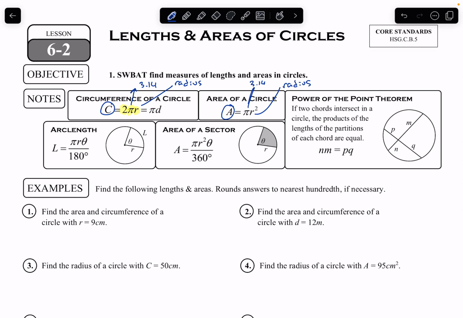Arc length. So last class, when we talked about these arcs, when I talked about the arc of the circle, we were using degree measurements. Today, this formula tells you how to find the actual distance of that arc. So if you were measuring it with a ruler or ribbon or anything else, what is the actual length of this arc, not what is the degree size of the arc. So they're similar, but different.